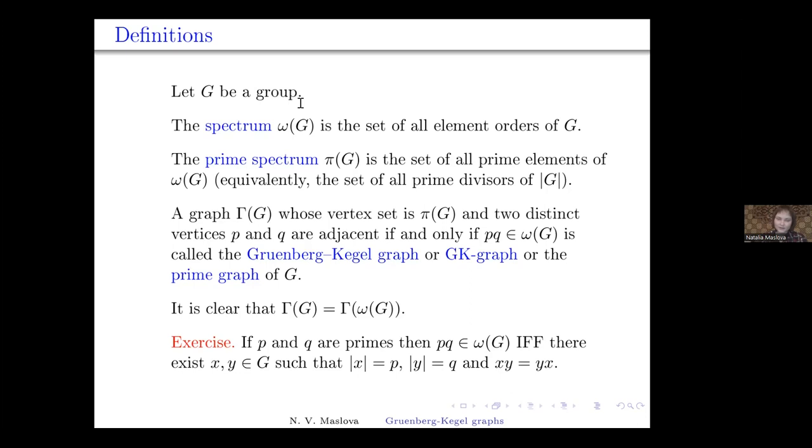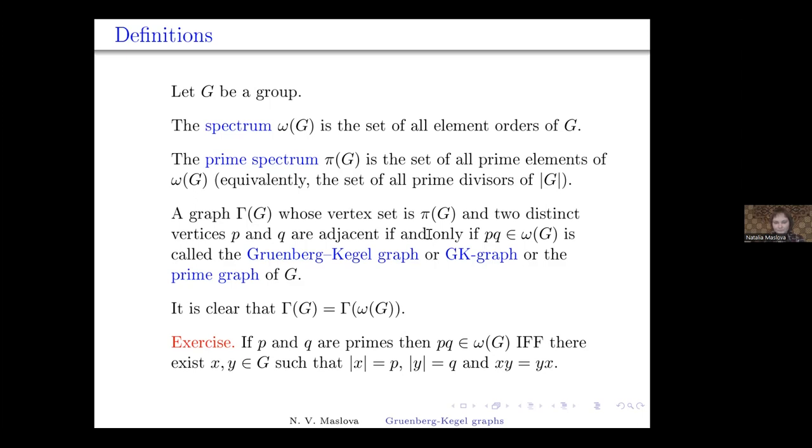And the Gruenberg-Kegel graph, or the prime graph, or, following Peter Cameron, the GK graph. Let us give a definition: a graph whose vertex set is the prime spectrum of some group G, and in which two distinct vertices are adjacent if and only if their product belongs to the spectrum of this group, is called the Gruenberg-Kegel graph. Usually we will refer to this graph as the GK graph just for brevity. It's clear that the Gruenberg-Kegel graph is exactly the prime graph built from the spectrum of the group.